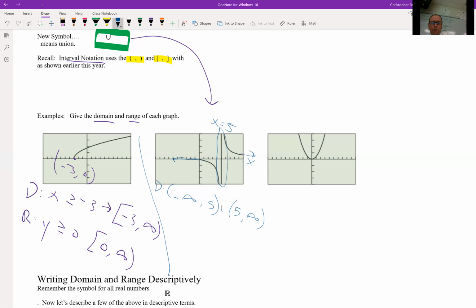So this makes up my domain, but I need both of these parts. So what I want is that U shape in here. I want the union of those two things. So we have it.